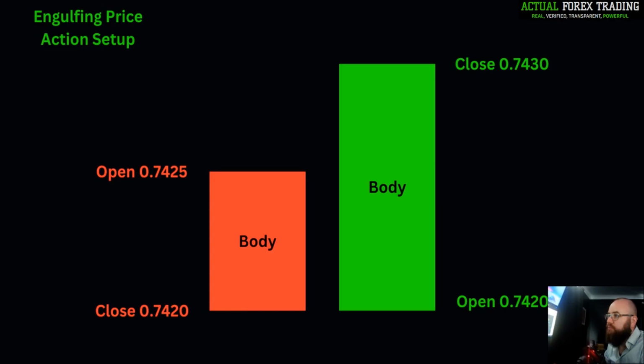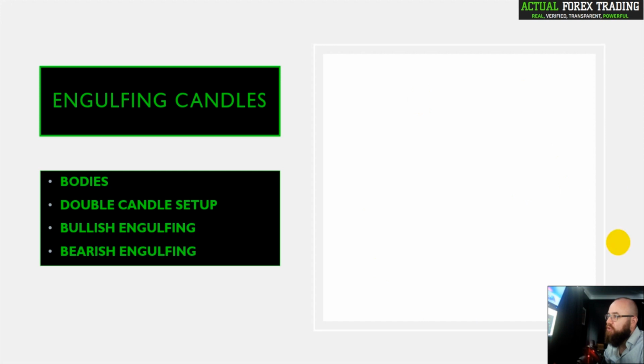Engulfing candles. I'm pretty sure there's meant to be a picture there, but it's not showing. Excuse the blank square here.